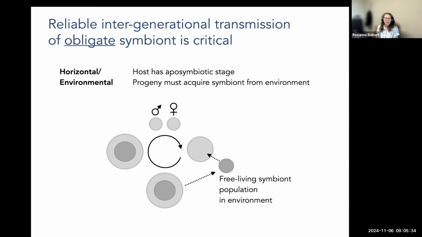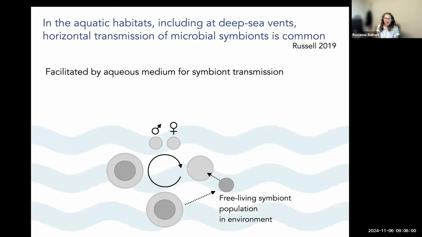Instead, what we see more of is this other mode, which we call horizontal or environmental transmission, where the host has a stage where they're aposymbiotic, meaning they don't have their symbiont at some stage. And so the progeny must then acquire the symbiont from the environment, from a pool of free-living symbionts that are either living and persisting in the environment or coming directly from an adult that's around, that's hosting the symbiont. This mode appears to be more common in aquatic habitats, including deep sea vents, and this has been reviewed by a nice paper by Shelby Russell in 2019.